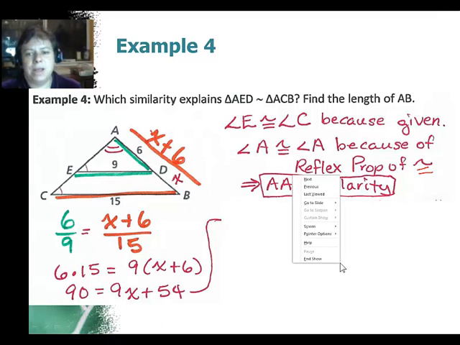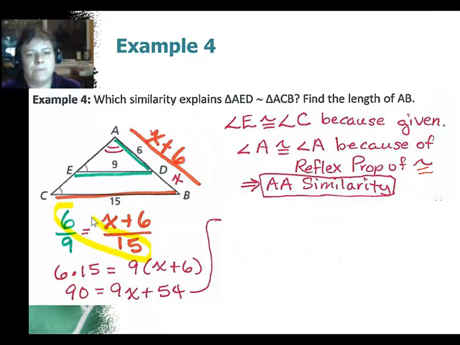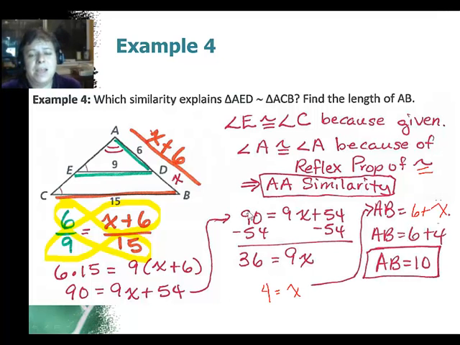Then I cross multiplied. So to cross multiply, just to review, you have 6 times 15 is one of the cross products, that's on the left here, is equal to 9 times x plus 6. Once I multiply that out and distribute that 9, I get 90 equals 9x plus 54. Subtract 54 from both sides, I get 36 equals 9x. Well, if 36 equals 9x, then x has to be 4. Therefore, I'm trying to find AB, which is the sum of x plus 6, so I plug in 4 for x, and I get 10.